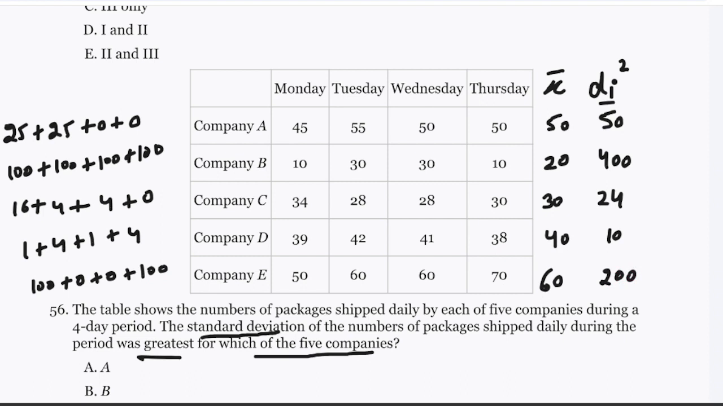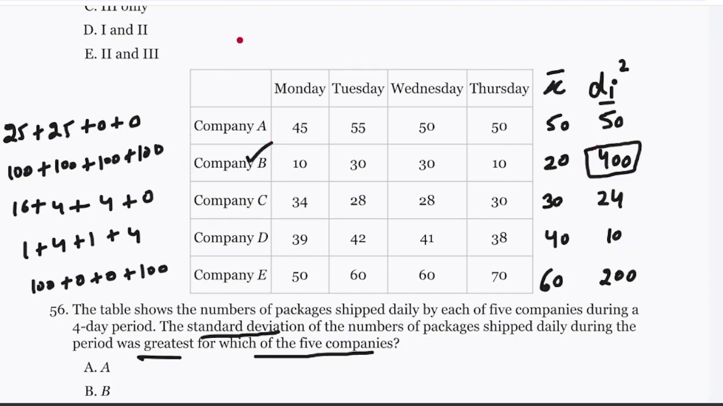Now I know the formula for standard deviation is going to be what? Square root of di square by 4. Now divide by 4 in each, take the square root in each. The highest value of di square is here. That means company B's standard deviation will be the highest.